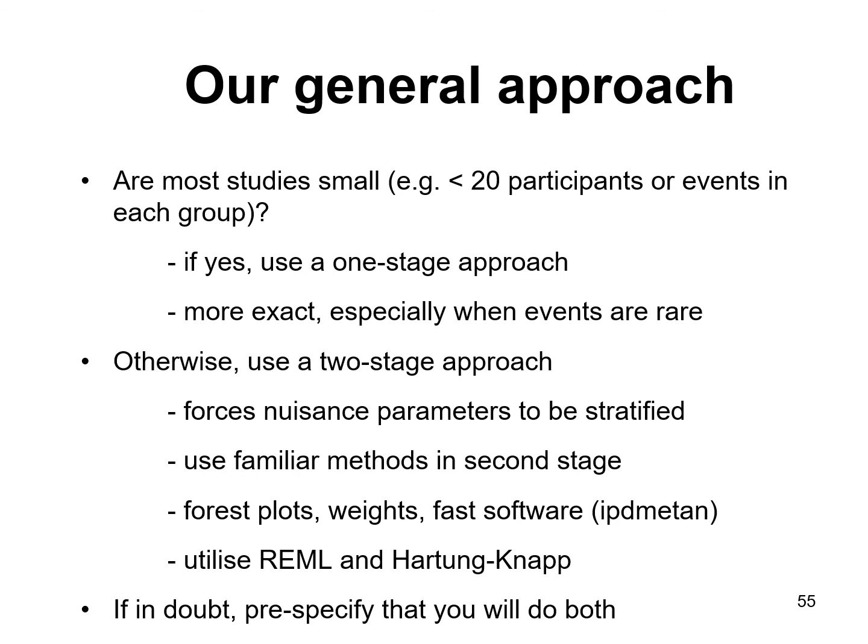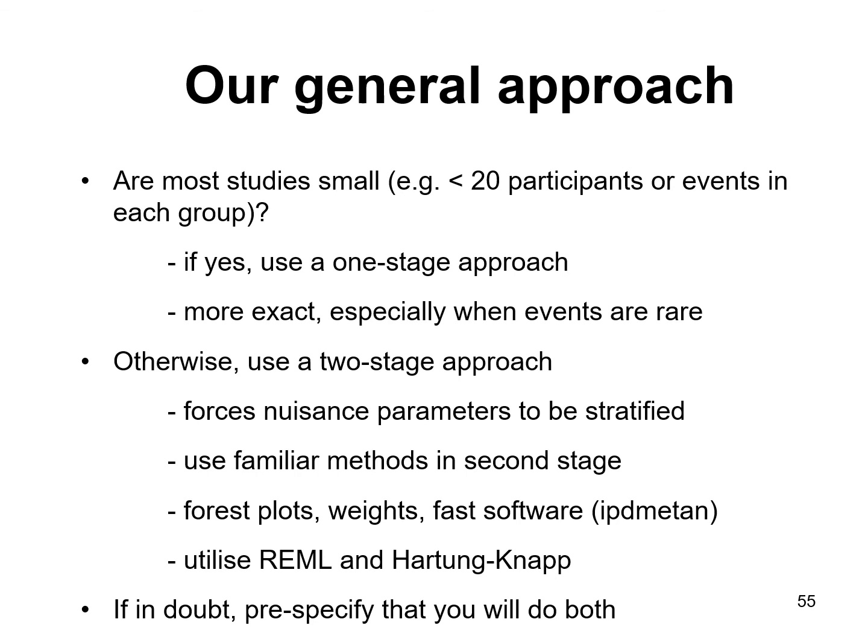So what do we recommend, one stage or two stage? Here's our general approach. Ask yourself, are most studies small? If the number of participants is less than 20 or 30 per trial, or the events are, let's say, less than 10 to 20 per trial, then yes, use a one-stage approach. This is more exact and avoids the assumptions of normality and known variances in a two-stage approach from the first stage. Otherwise, you can choose whichever one you like.